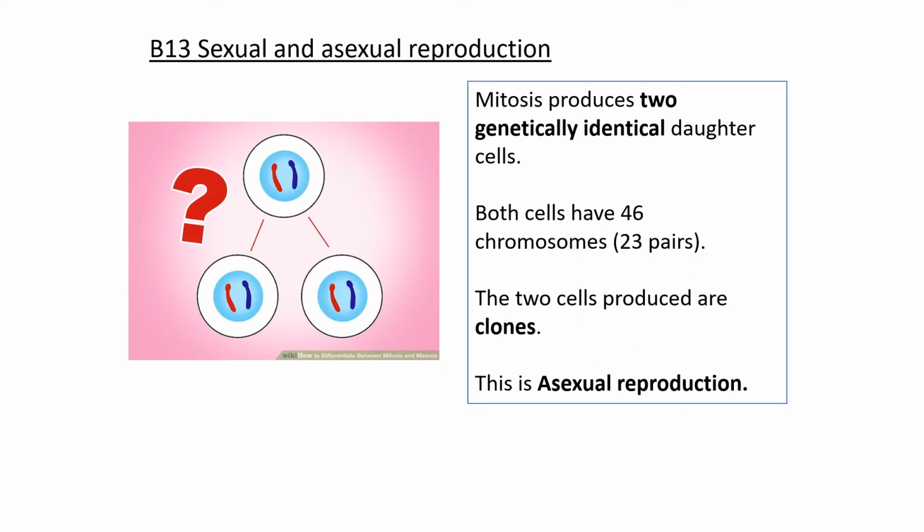In asexual reproduction, mitosis produces two genetically identical daughter cells. Both will have 46 chromosomes or 23 pairs. The two cells produced are clones, and this process is called asexual reproduction. We are going to learn about asexual reproduction in detail now.